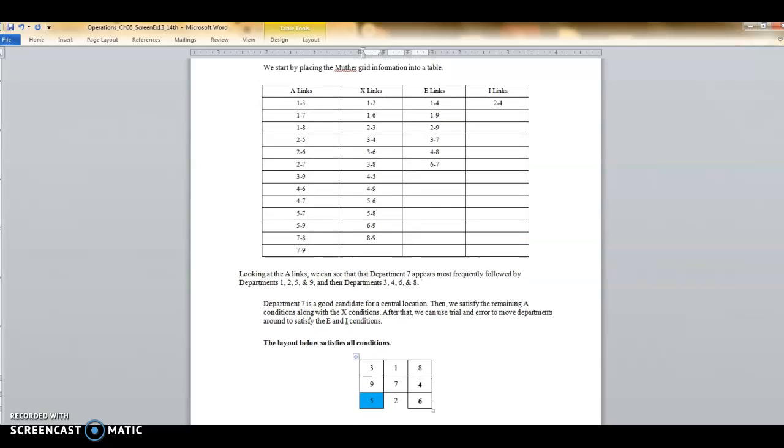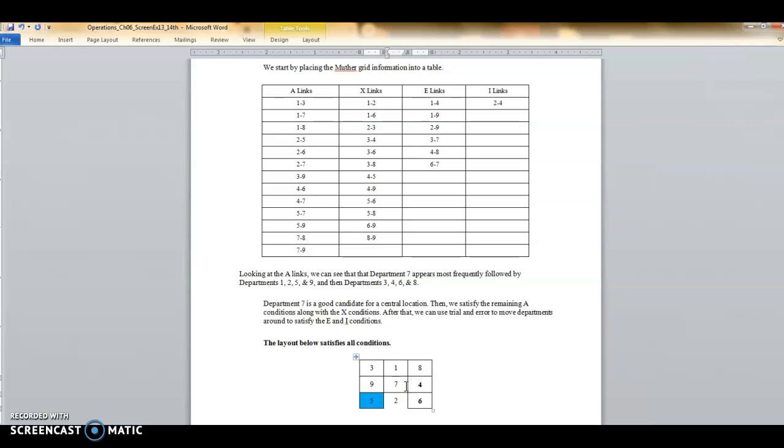Now, lesser important, but still important: 1 to 4, they're pretty close to one another. They touch diagonally. 1 to 9, they touch diagonally. 2 to 9, they touch diagonally. 3 to 7, they touch diagonally. 4 to 8, they touch diagonally. 6 to 7, 6 and 7, they touch diagonally.